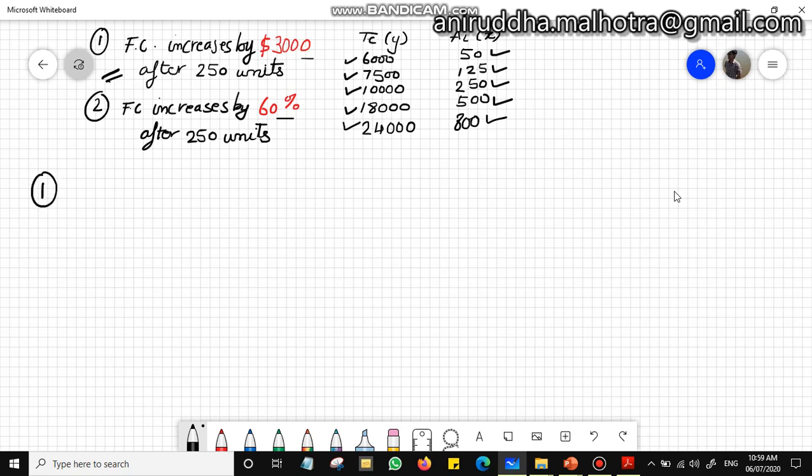The first method is you consider only those activity levels where the change in the fixed cost has not happened. For example, you can either consider these first 3 activity levels, that is 50, 125 and 250, or you can consider 500 and 800. The reason being, in the first 3 activity levels, there is no additional $3,000, whereas in the other 2 activity levels, that is 500 and 800, you have the additional $3,000. So make sure whatever activity levels you're considering, they are consistent.